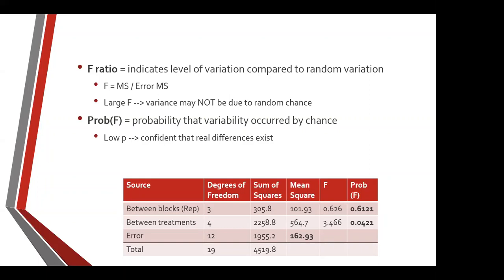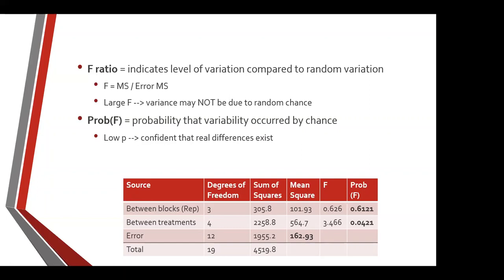So to quantify just how large that F would need to be to really matter to us, we calculate a p-value. And that's the probability that the observed differences in your treatment or your block, whichever source we're looking at there, could have arisen by chance.